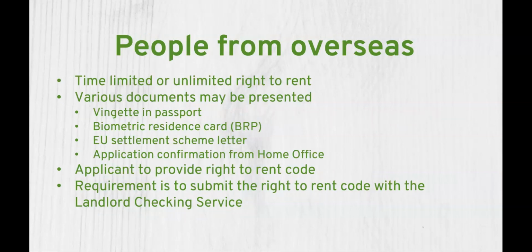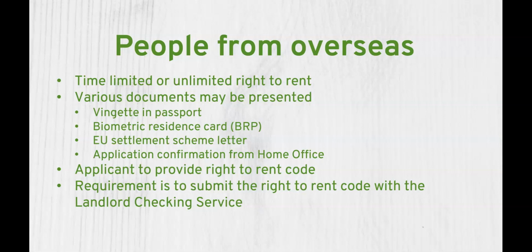For prospective tenants who have arrived from overseas, either recently or many years ago, they will either have a time-limited or unlimited right to rent. They may present various documents as part of their application. If they're very new to the country, this might be a vignette in their passport. This is simply a sticker in their passport that permits them to enter the country. They may present a biometric residence card or BRP.